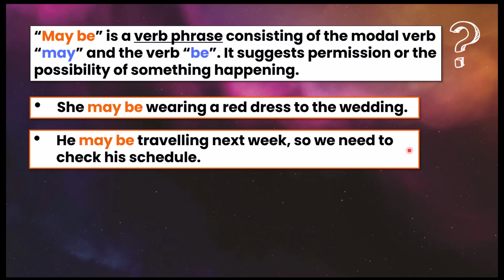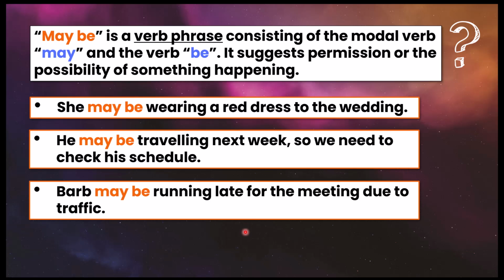He may be traveling next week, so we need to check his schedule. Again, it's functioning as a verb phrase. We need to have may be or else the sentence won't make sense. He traveling next week doesn't make sense. We need this phrase may be. It functions as the verb in this sentence. Barb may be running late for the meeting due to traffic.